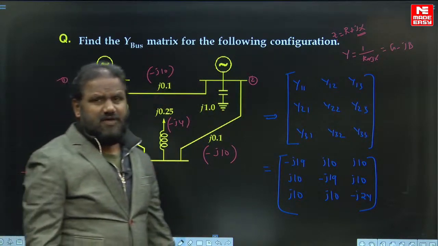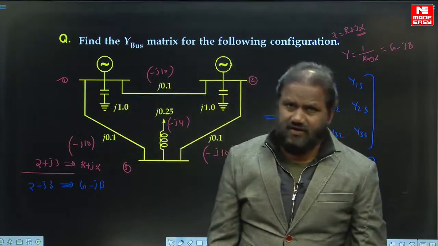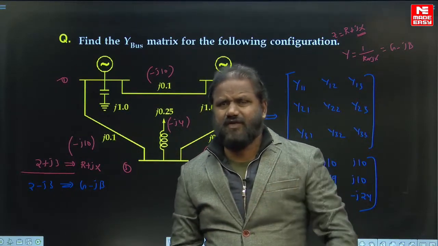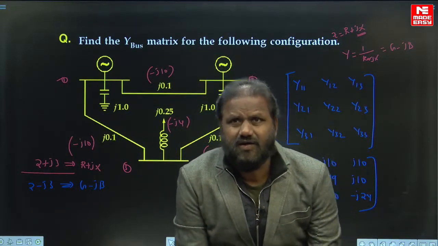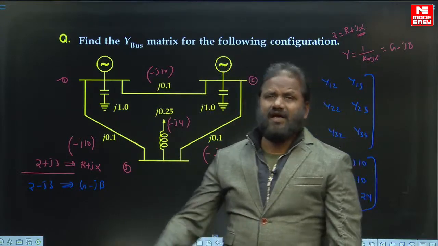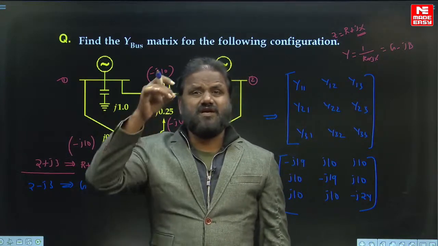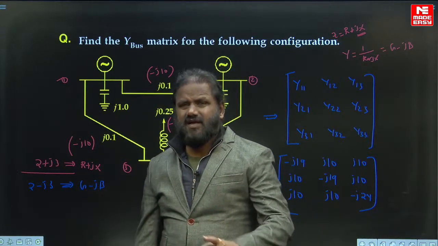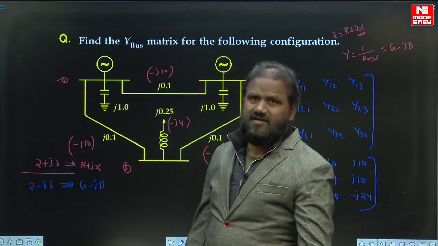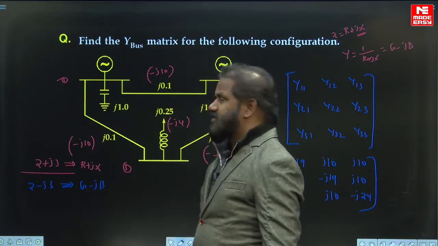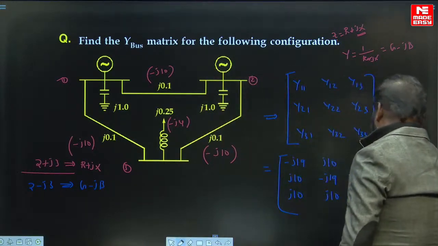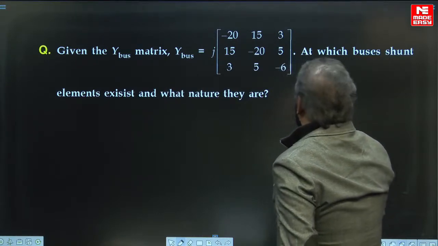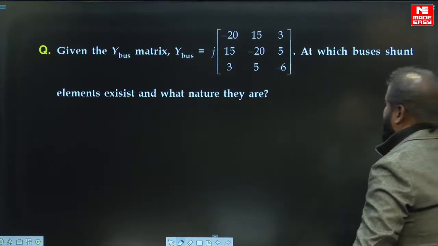In the formation of the Y-bus by inspection there are two rules. Every matrix is formed with two types of elements, diagonal and off-diagonal. For all the diagonal elements, the rule is that it is equal to the sum of the admittances connected to that bus. For all the off-diagonal elements, it is the negation of the originally existing value. Next, given the Y-bus matrix, at which buses the shunt elements are existing, and what nature they are.